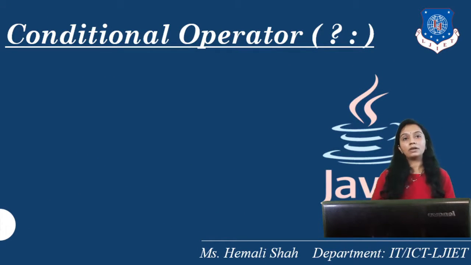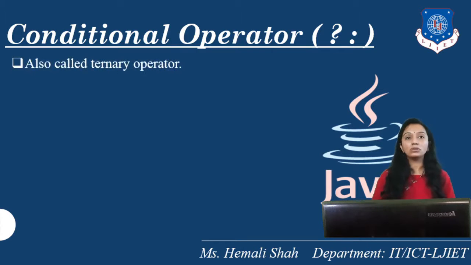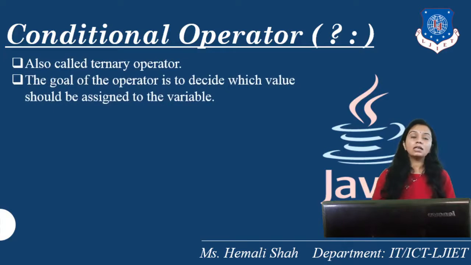The conditional operator has the sign question mark and colon. This is also called the ternary operator. It is basically used to assign a value to a variable. If the condition becomes true, then it assigns the first part, otherwise it assigns the next part. The goal of this operator is to decide which value should be assigned to a particular left hand side variable, right?